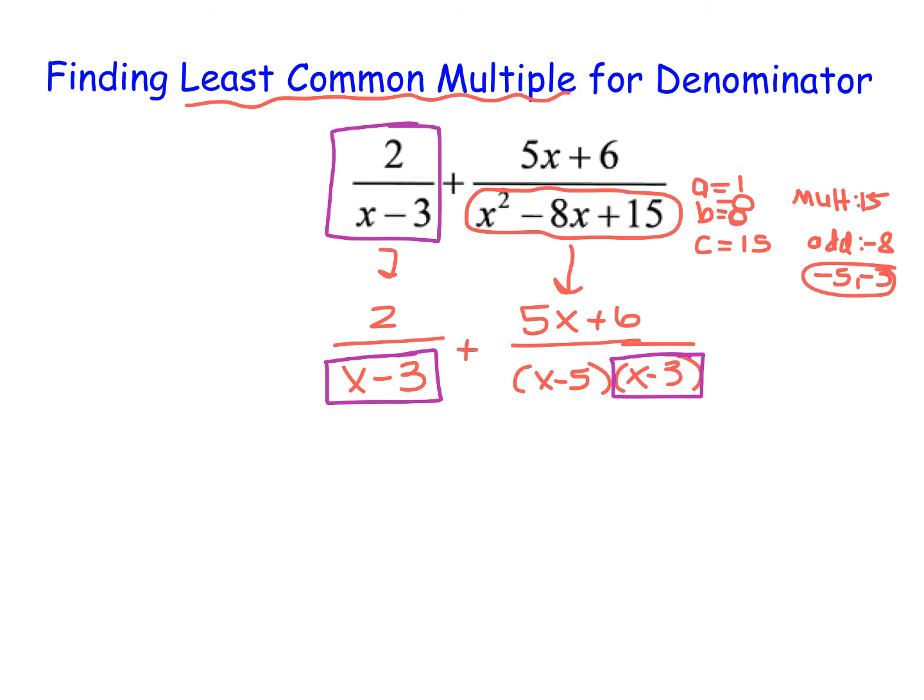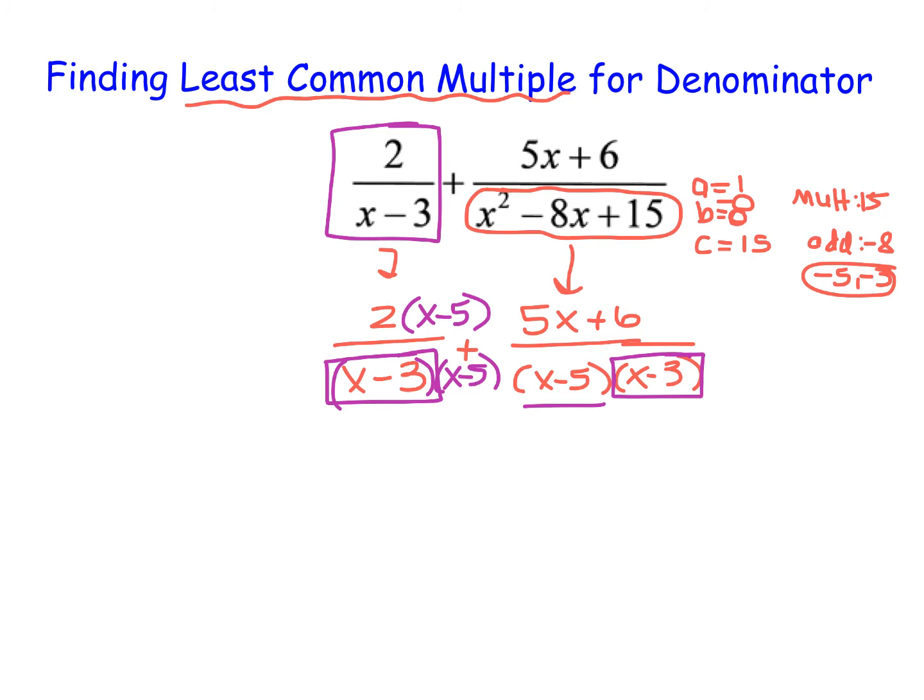However, what they don't have in common is this x minus 5. Now we cannot take the x minus 5 out of the denominator of the second fraction, but what we can do is multiply both the numerator and the denominator of this first fraction by what it's missing, the x minus 5. And if we do that, we're going to create a common denominator, because we're all of a sudden going to have x minus 3 times x minus 5 as our common denominator.